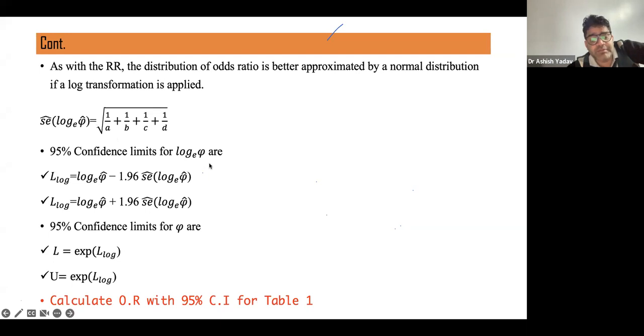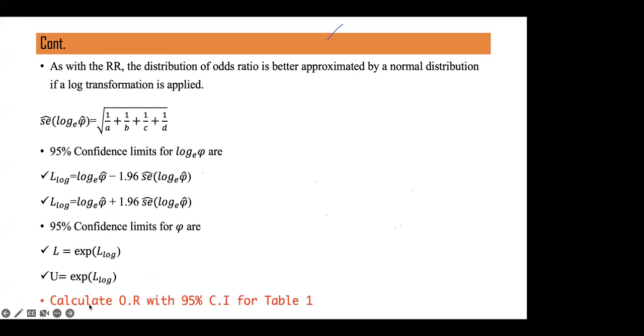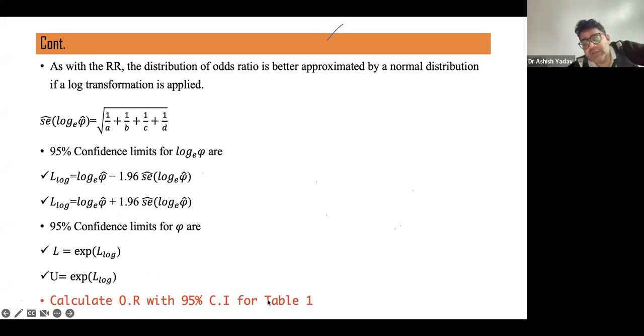To calculate the 95% confidence interval, we need the point estimate, that is the log of the odds ratio. Whatever odds ratio we get, we take the log, converting it to the log scale, minus 1.96 times the standard error of the log. Similarly, for the upper limit, we have the point estimate plus 1.96 times the standard error, and we get the absolute values by taking the exponential. You can calculate the OR with 95% CI for table 1. For RR we have already seen. For OR, calculate and see what difference you get for the same study design, which is a prospective one in this case.